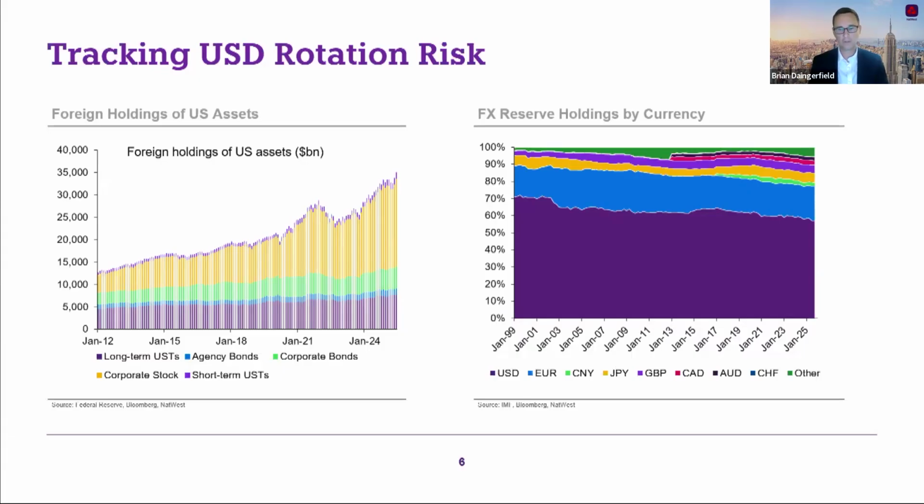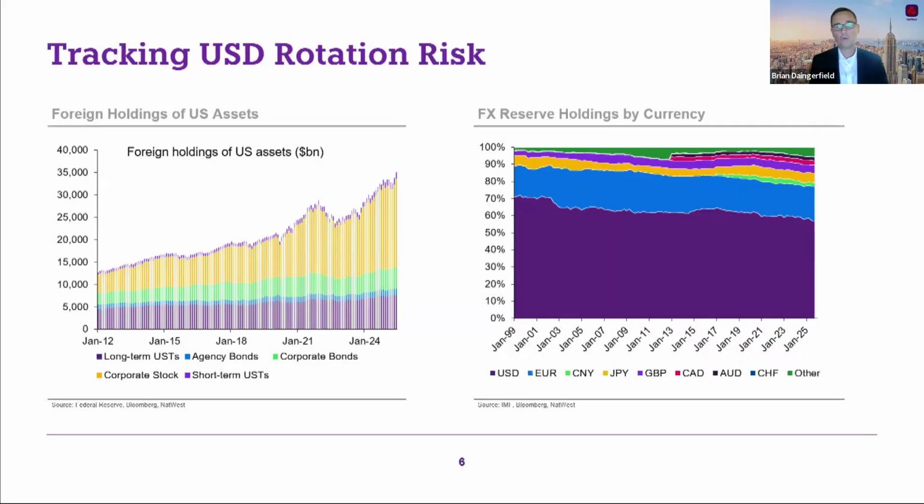Maybe two things to consider. Number one, the dollar is still the unquestioned global reserve currency. Still over 50% of global FX reserves are held in dollars. That's what's shown on the right-hand side. That level has been coming down steadily over the past couple of decades. It was closer to 70% at the turn of the millennium in 2000. Now it's closer to 50%.